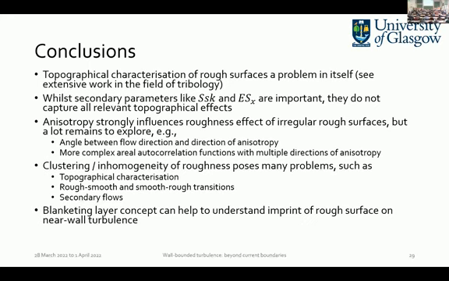Thank you for the very nice exposé of all the parameters. I had a couple of quick questions. So your DNS is at a Re tau of about 390, I think. Do you have any sense of at what Re tau, for example, these results will become Reynolds number independent?